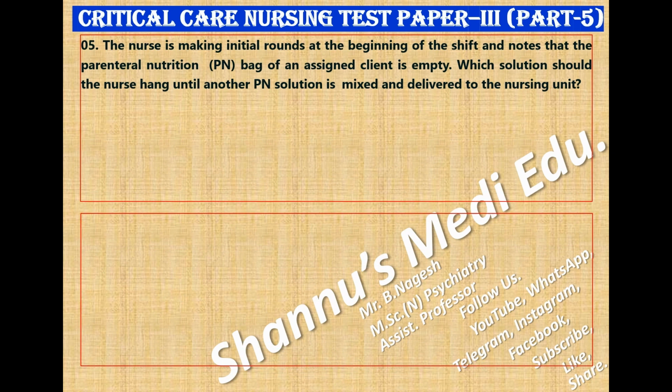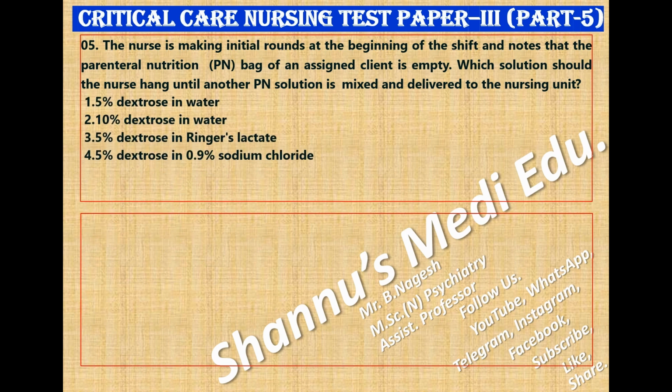Question number 5. The nurse is making initial rounds at the beginning of the shift and notes that the parenteral nutrition bag of the assigned client is empty. Which solution should the nurse hang until another PN (parenteral nutrition) solution is mixed and delivered to the nursing unit? Option 1 is 5% dextrose in water, option 2 is 10% dextrose in water, option 3 is 5% dextrose in lactated Ringer's, and option 4 is 5% dextrose in 0.9% sodium chloride. The correct answer is 10% dextrose in water.